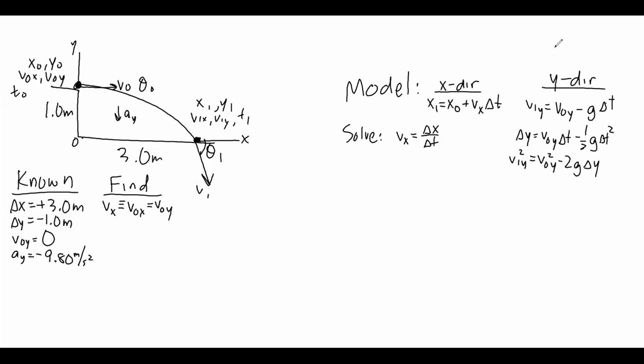And so looking at these three equations in the y direction, how this process goes, as you have found out with your chapter 2 homework, is that you need to look for the equation that has what you need and has what you know and nothing else. And in this case, the first and the last equations both have v sub 1y, which we don't know, and we technically right now don't need it.